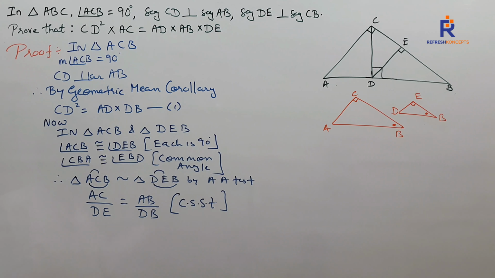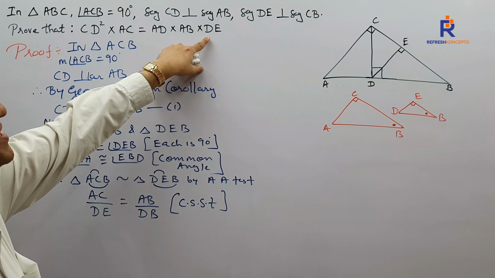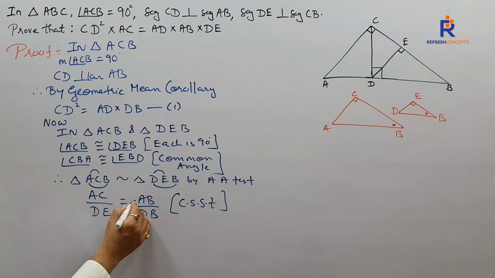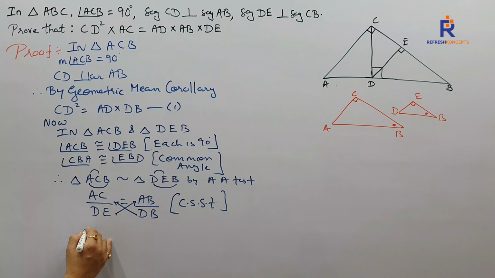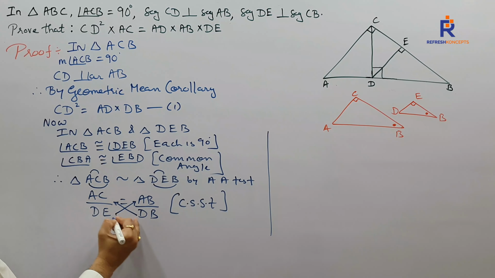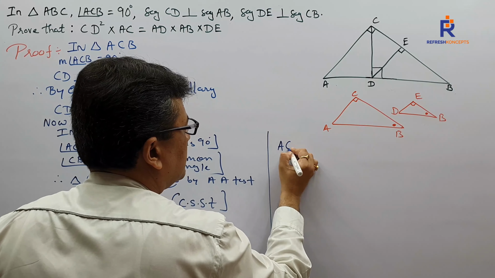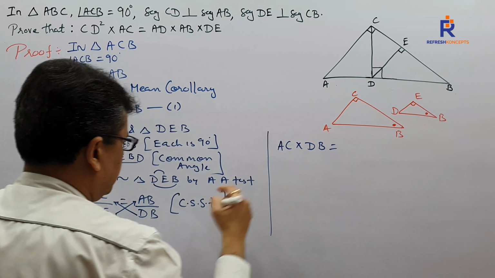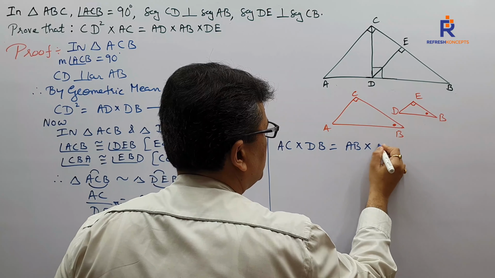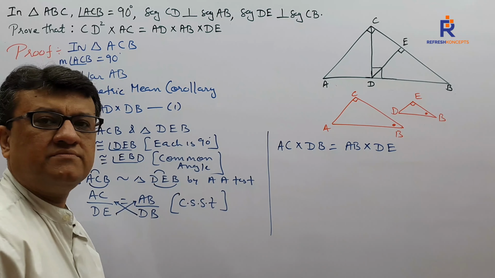To prove has to answer. It says AB into DE. That tells me, on cross multiplying, AC into DB is equal to, can I get AB into DE? AB into DE. Let me jot down here. Any problem, children?